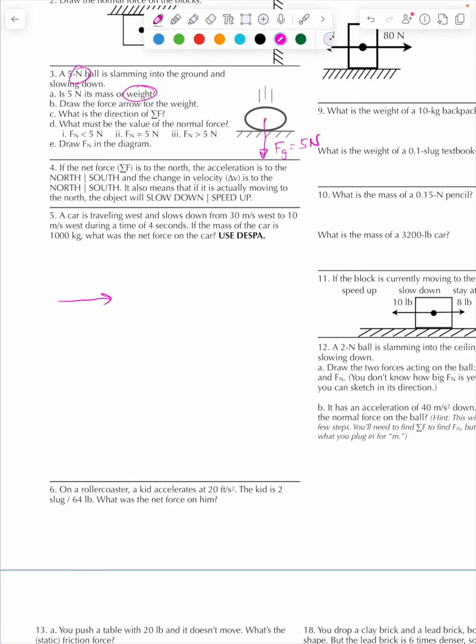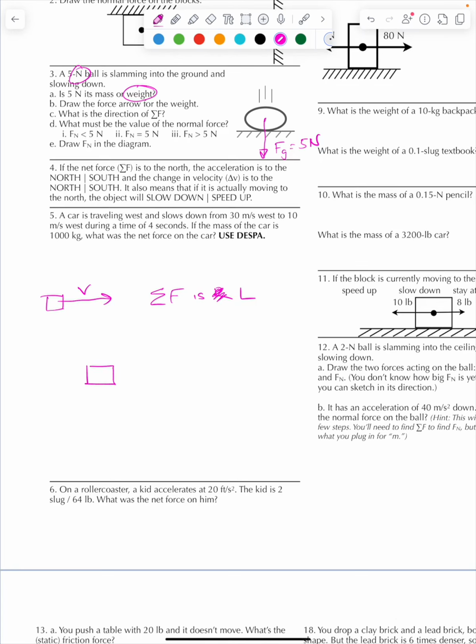Let's say an object, its velocity is to the right. So there's some object here, I'll just do like a box, just to the right. And let's say the net force is to the right. What's going to happen to the speed of that box? It speeds up, right? What if I said the net force is to the left while that box is heading to the right? It slows down, right?